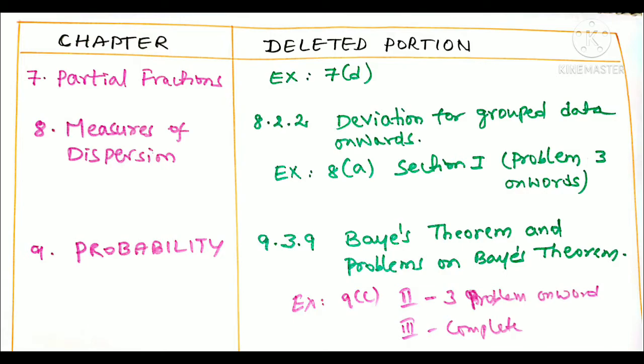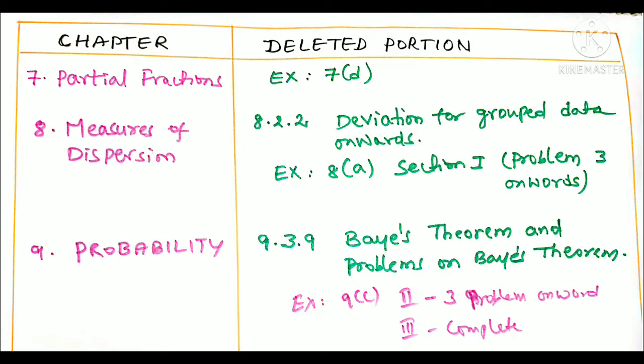And now come to the next topic, measures of dispersion. In this one he mentioned 8.2.2 deviations of grouped data onwards. In the sense, exercise 8A section 1 problems 3 onwards are deleted. Means almost all of exercise 8A is deleted. Only 2 questions in section 1 will be available. We have to prepare them because the weightage is also given to only one 2-mark question from this topic. Easily you can get the 2-mark question. Whatever it may be, ungrouped data questions are available.